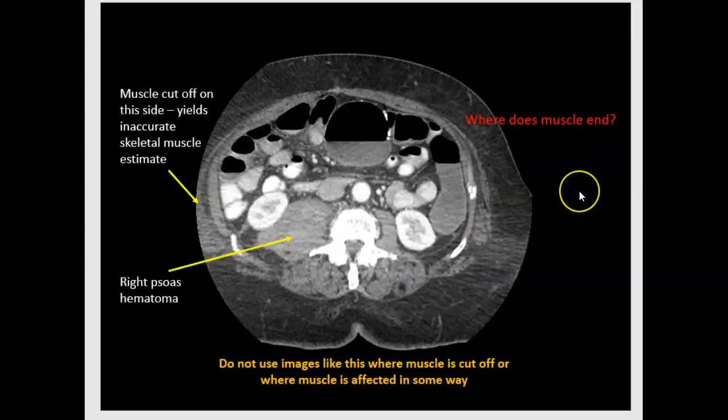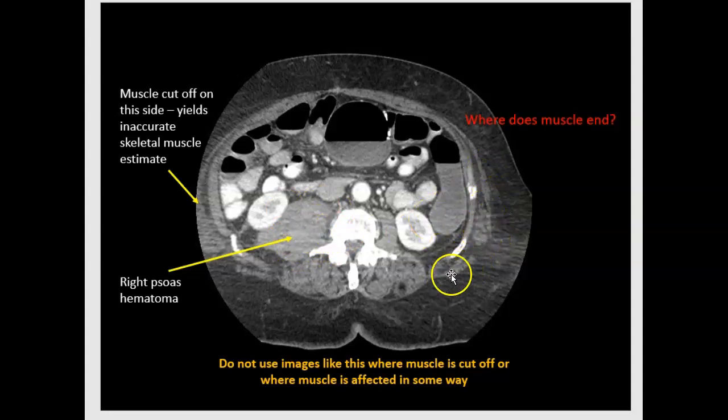And then the last image that I have is probably one of the most difficult images we've had. It's an individual with a scan that has cut off both sides of the body, and it also cuts into the skeletal muscle here. So in this particular image, we would not use it for skeletal muscle estimation. This person also has a right psoas hematoma, which could dramatically affect your findings.